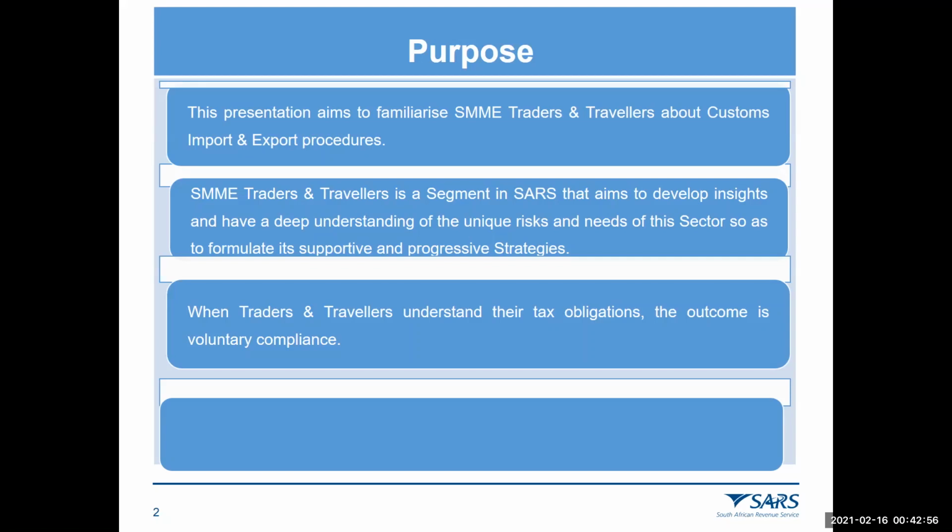And also the SMME traders and travelers is a segment in SARS that aims to develop insight and have a deep understanding of the unique risk needs of this sector so as to formulate supportive and progressive strategies. So from where we are sitting as an organization, we feel like we're more relevant to focus mostly around the travelers and the traders within the SMME space. Most of the people who are doing tourism are mostly travelers and traders that are trading on a small scale. So they go out of the country, they find something that they need to buy. So we will just talk about the process that they need to follow from the international perspective.